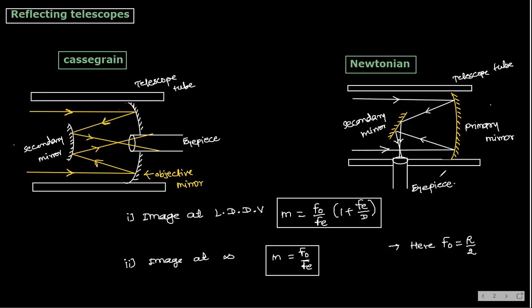And here F naught is equal to what? This primary mirror is there, its focal length. This mirror has some radius of curvature, so if you divide that radius of curvature by 2, you will get that F naught. So pause the video and draw this diagram neatly, and try to understand.